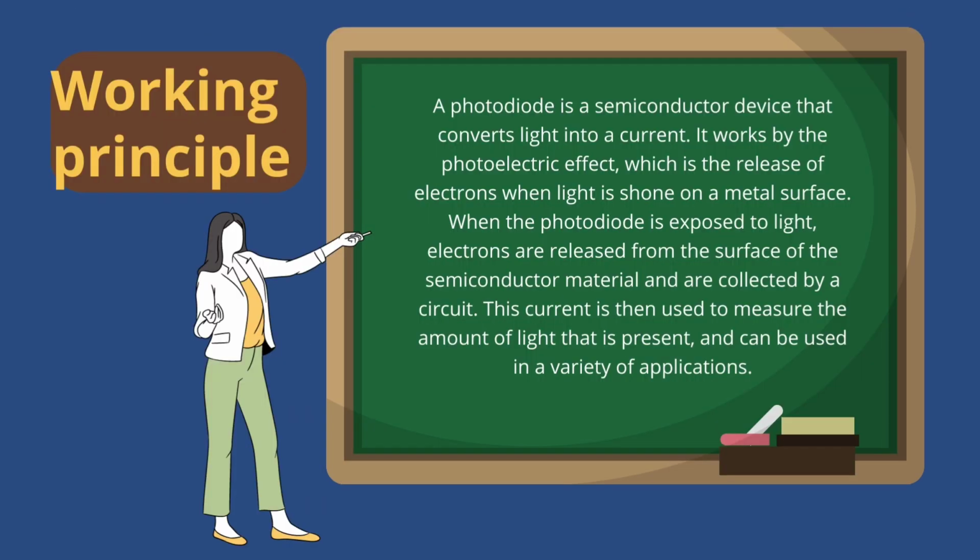Working principle. A photodiode, as we know, is a semiconductor device that converts light into a current. It works by photoelectric effect, which is the release of electrons when light is shone on a metal surface. When the photodiode is exposed to the light, electrons are released from the surface of the semiconductor material and are collected by a circuit. This current is then used to measure the amount of light that is present and can be used in a variety of applications.